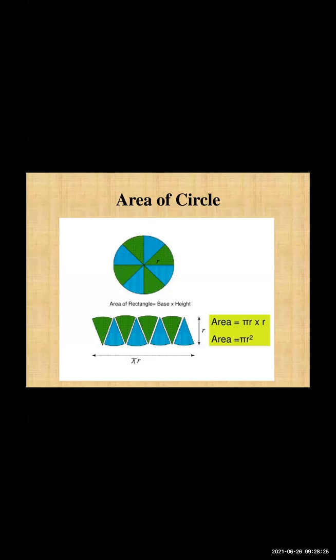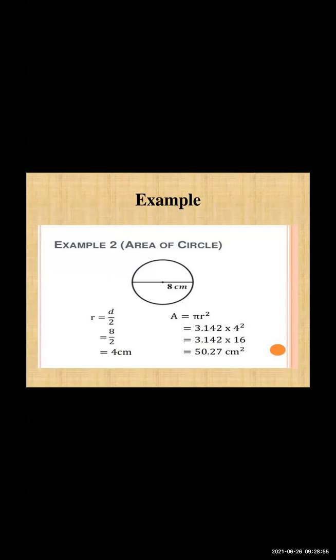What is the value of pi? Pi value is 22 upon 7, or you can write 3.14. Pi has a non-ending value when written as 3.14..., but while finding the area, we take only 2 or 3 decimal digits, not more than that. So area is equal to pi r square.